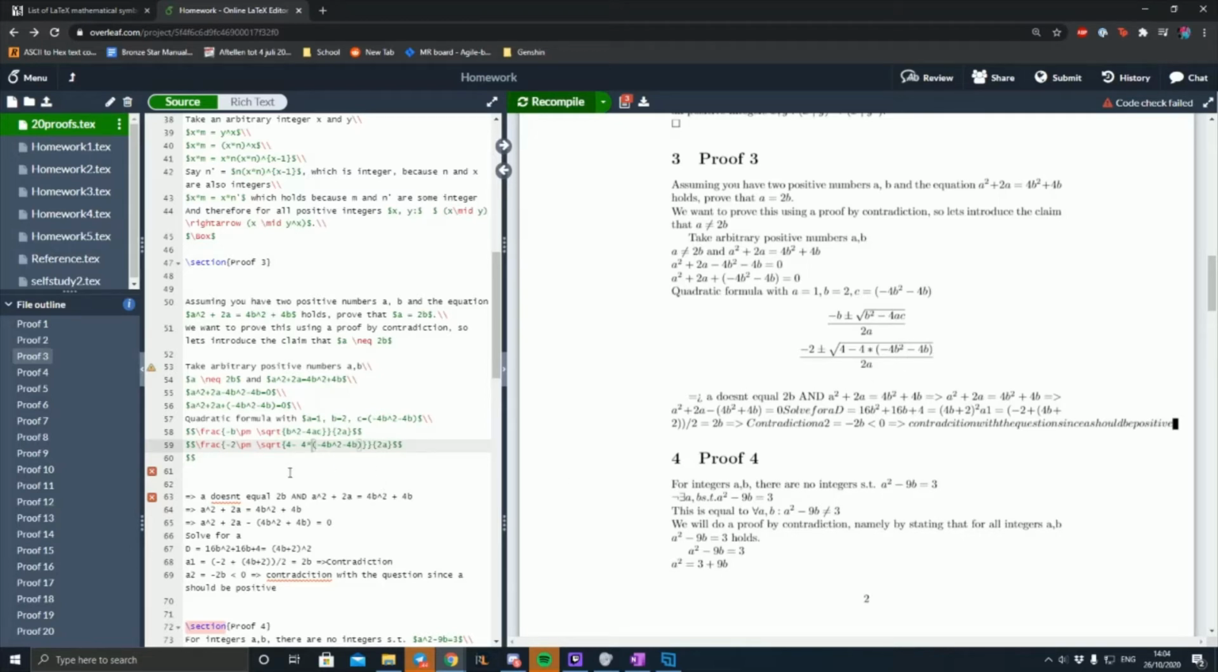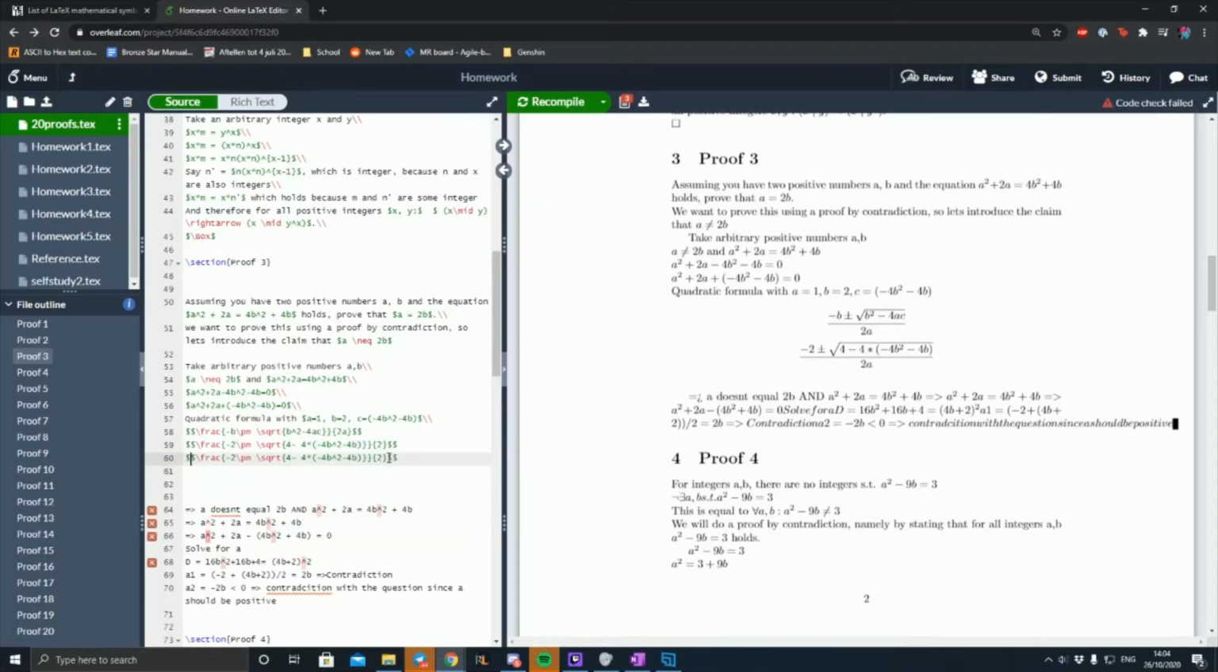Oh, and then 2a, a is 1, so this becomes 2. Okay. So then I'm gonna copy this over, and it's gonna be 4 minus 4 times. So this becomes 16b squared, and this becomes 16b. And then the negative sign will turn this into a positive sign, and this into a positive sign. So this will become plus 4.